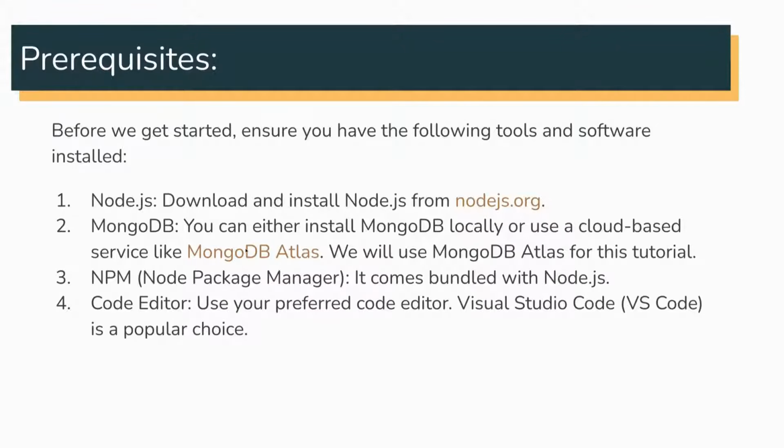Then for MongoDB, we're going to be using MongoDB Atlas, but of course you can still install MongoDB locally and use it. But for the purposes of this tutorial, we're going to use MongoDB Atlas. So you can just search MongoDB Atlas, then create an account, and we're going to continue from there. We're also going to require npm, but this comes already bundled with Node.js.